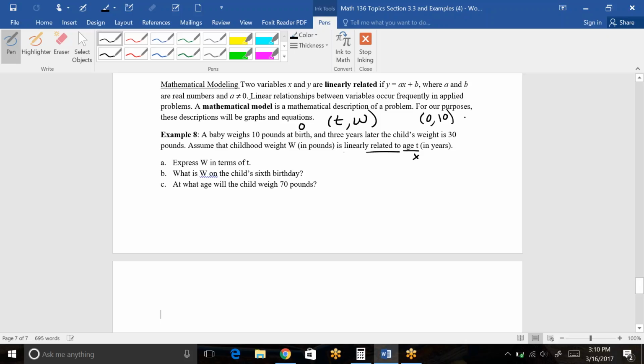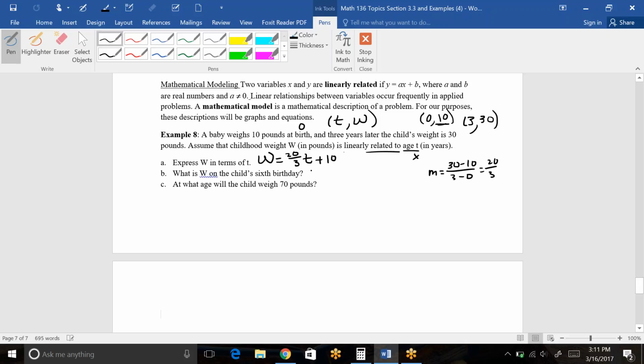3 years later would be 3 years old and the child weighs 30 pounds. To find the slope, we have to do y2 minus y1 over x2 minus x1. That is 20/3. So if we want to write this in terms of t, this would be w, the weight of the child in pounds, equals 20/3 times how old they are. And then remember, we already have the y-intercept because it's 0, 10, because that's when they were born. So that was their starting point. So that would be my equation.